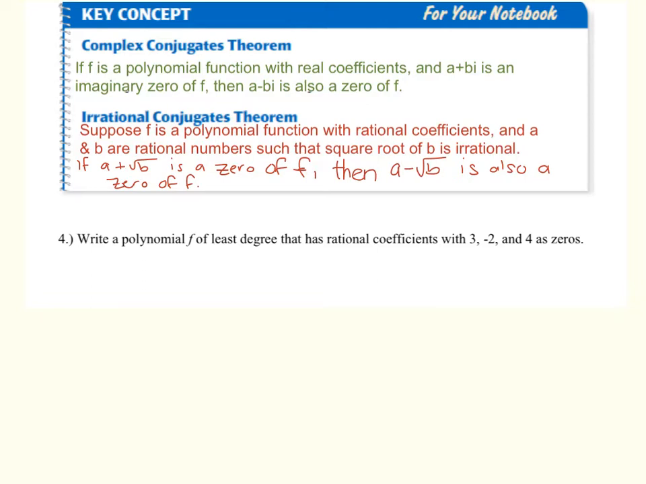Number 4 says to write a polynomial f of least degree that has rational coefficients with 3, -2, and 4 as its zeros.